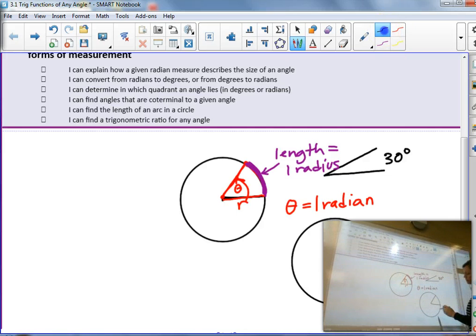In my picture here, we have an angle, which is there, right? An angle is a rotation. I start here, and my little segment rotates this far.